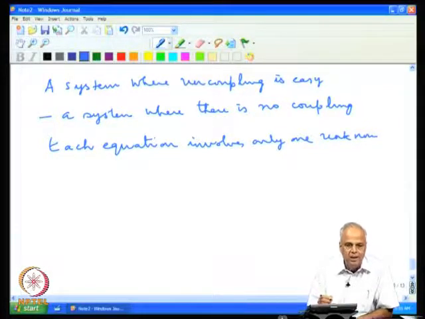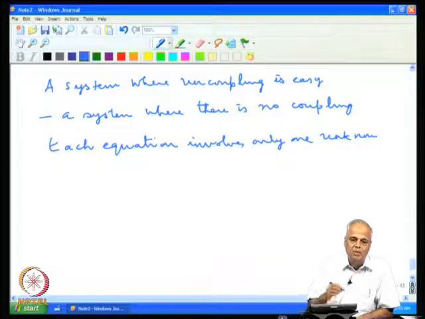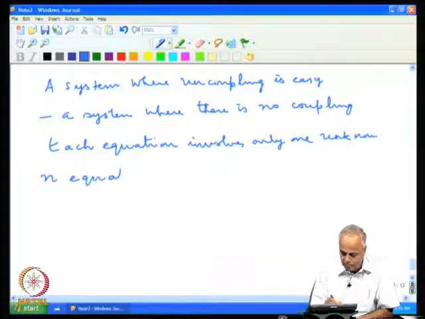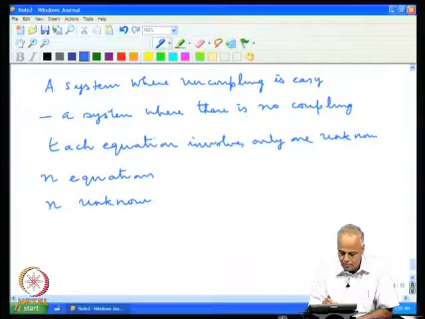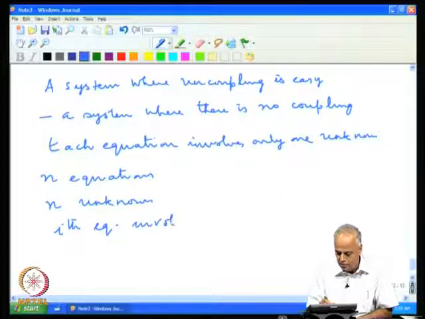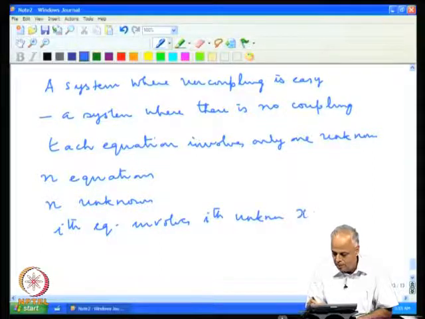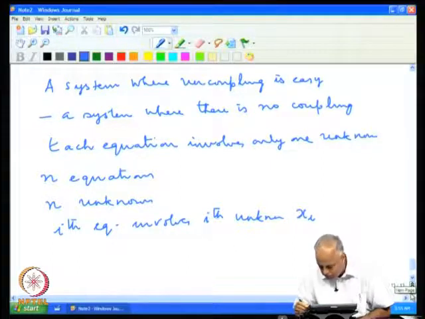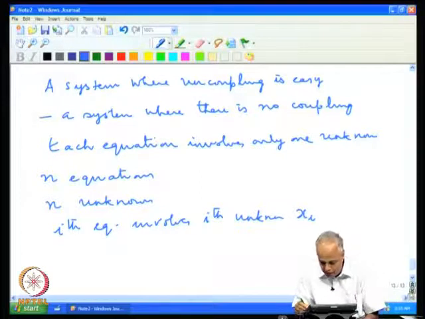So let us even make it clear that there are n unknowns, we have n equations, and the ith equation involves the ith unknown xi. So n equations, n unknowns, ith equation involves ith unknown xi. So how does such a system look like? The ith equation will involve only the ith unknown.